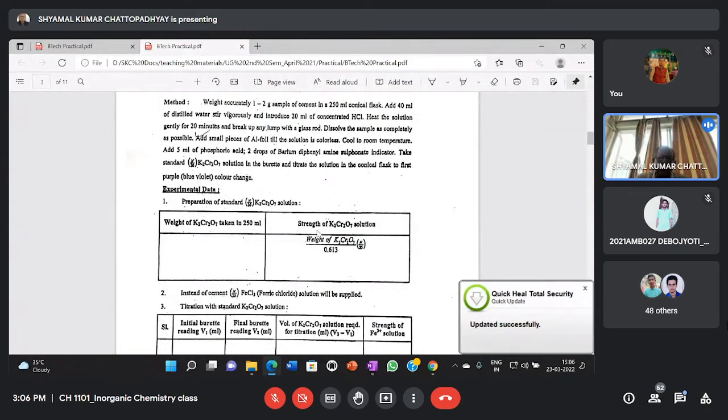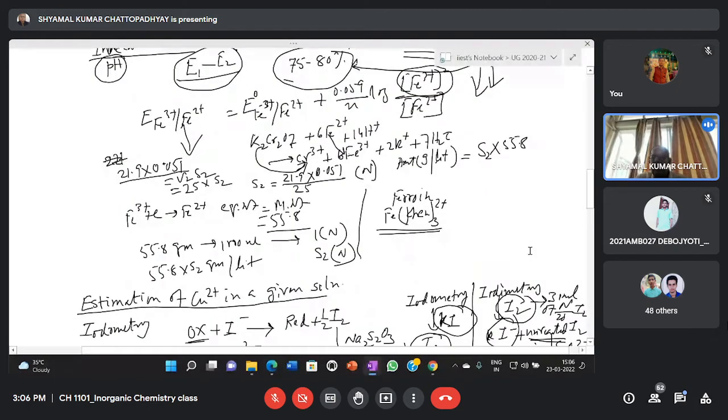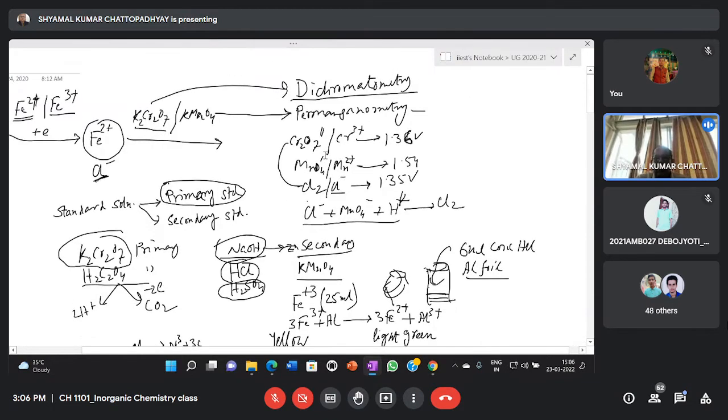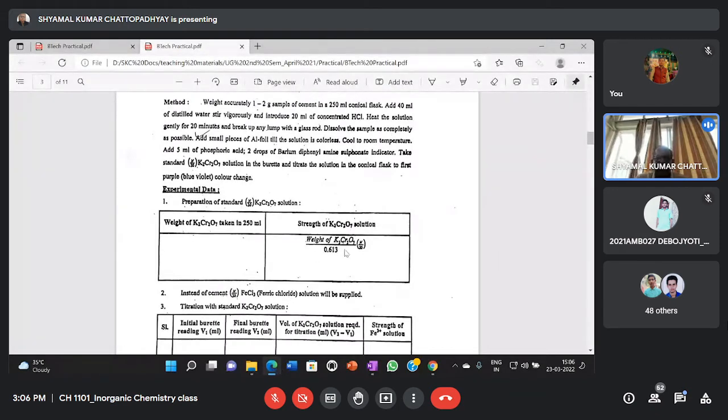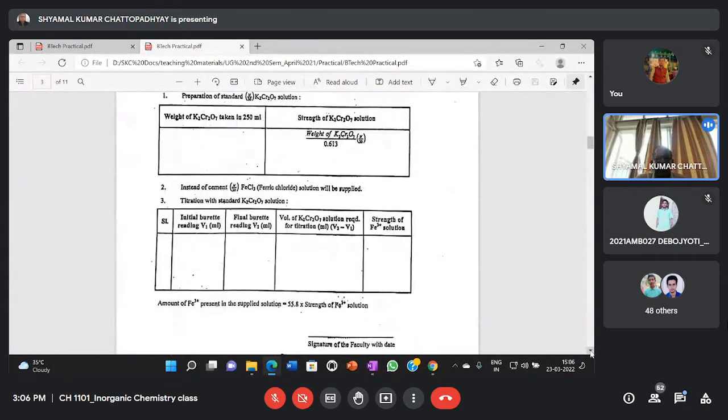So the strength of the dichromate solution is the weight of the dichromate taken divided by the weight of the dichromate required, multiplied by the desired strength. I have explained to you that for preparation of N by 20 dichromate, we require around 0.613 gram. So weight required is 0.613, weight taken is 0.615, multiplied by N by 20, will give you the strength of the dichromate solution in terms of N by 20.